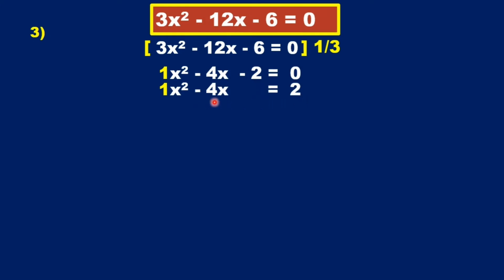The x term coefficient here is negative 4. We divide it by 2 and square it. So negative 4 divided by 2 is equal to negative 2. Negative 2 squared is equal to 4.